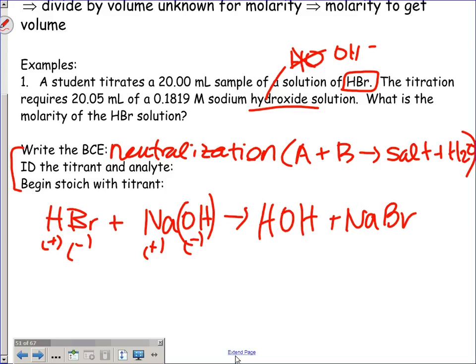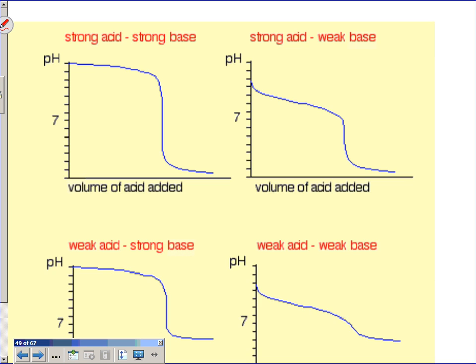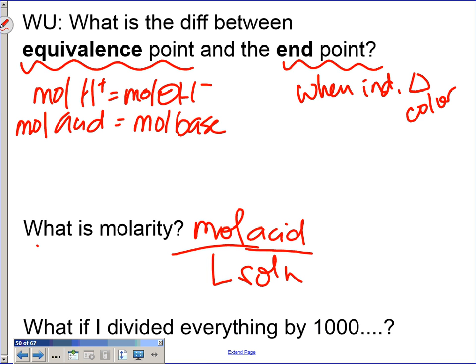Second step is to identify the titrant and the analyte. Let me explain what these are. In a titration, we have 2 names. Actually, more like 4 names. We like to call things the same thing as many ways as we can. So I'm going to scroll back for that real fast. I just need a little bit more space.